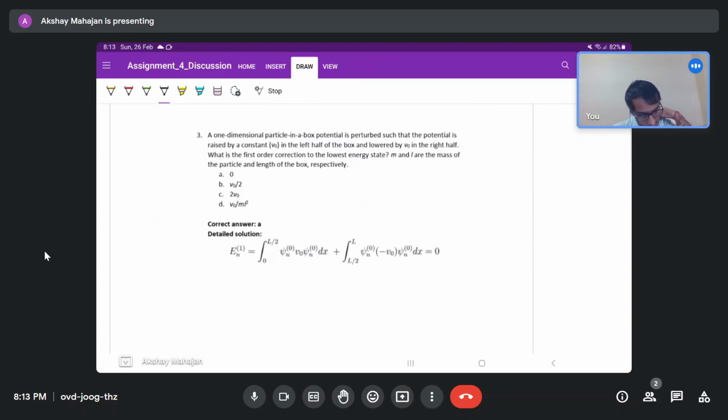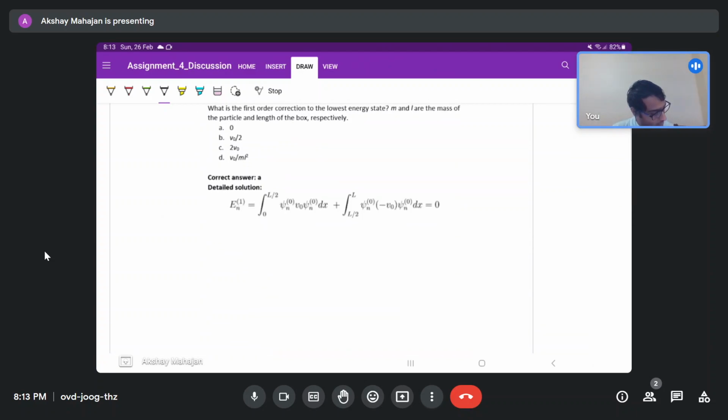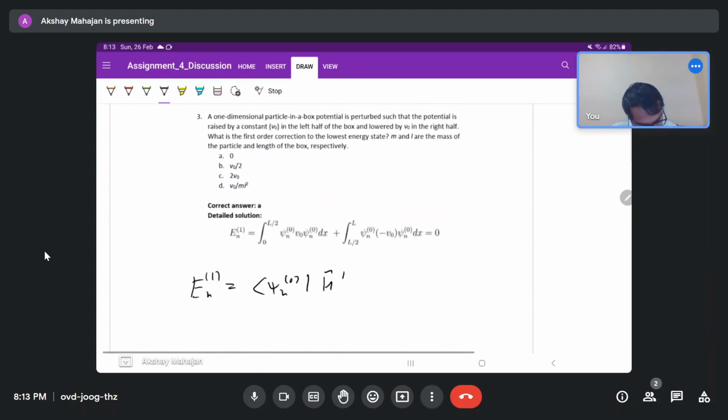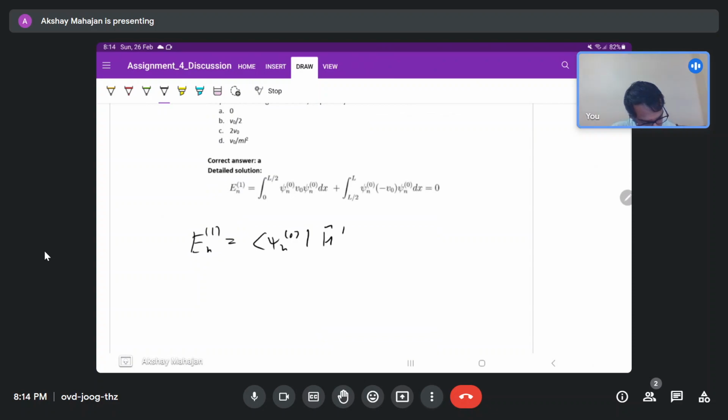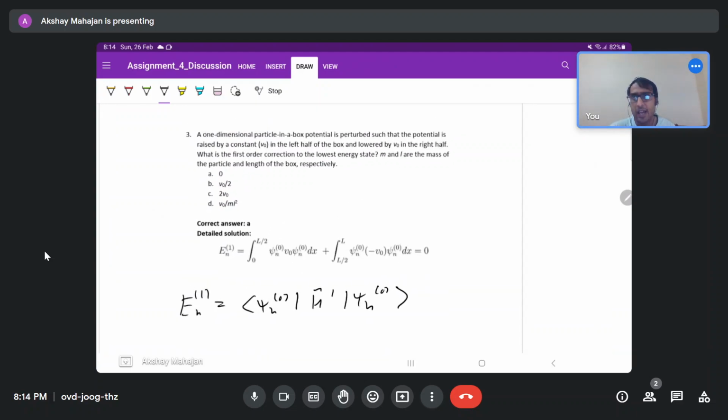Now the third question was: a one-dimensional particle in a box potential is perturbed such that the potential is raised by a constant V0 in the left half of the box and lowered by V0 in the right half of the box. What is the first order correction to the lowest energy state? We know the first order energy correction is given by psi of the zeroth order, for the lowest energy state as well. As in the solution, it is given for psi n, for any energy state n.